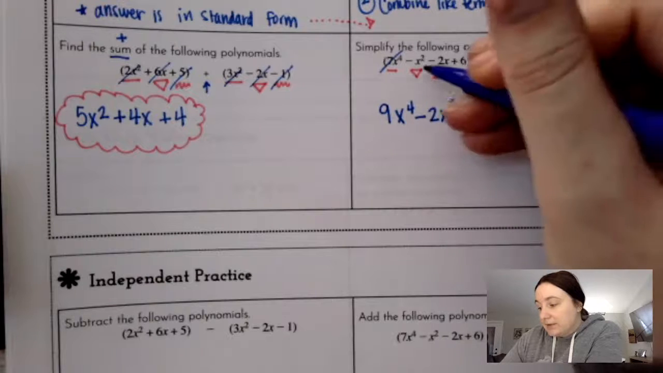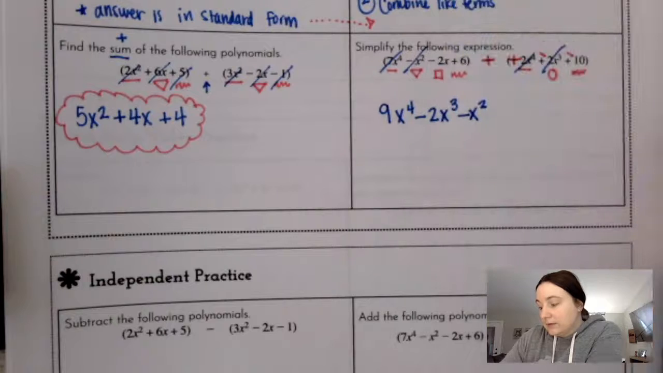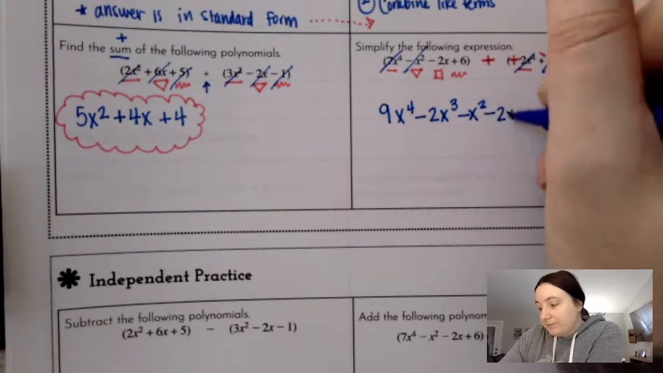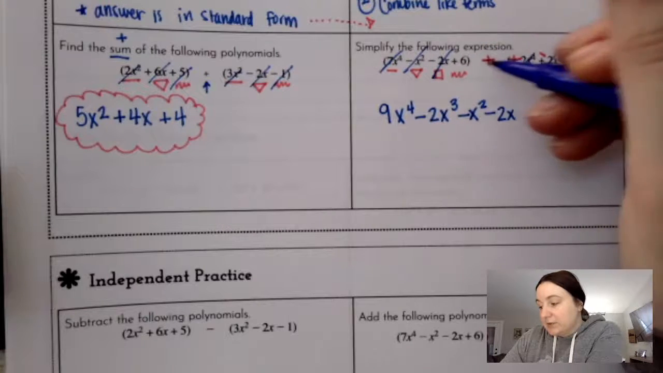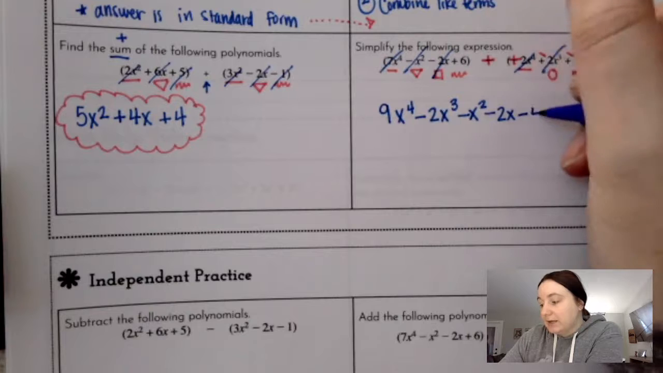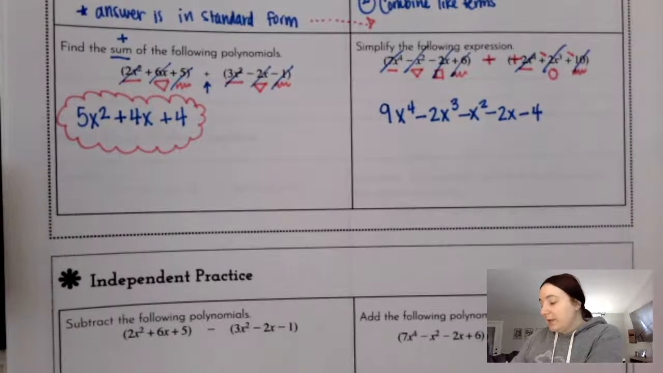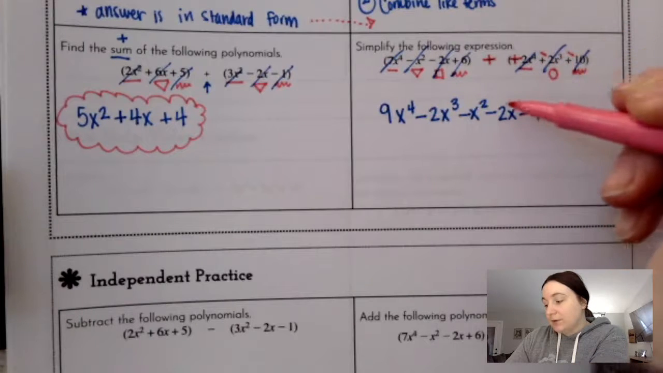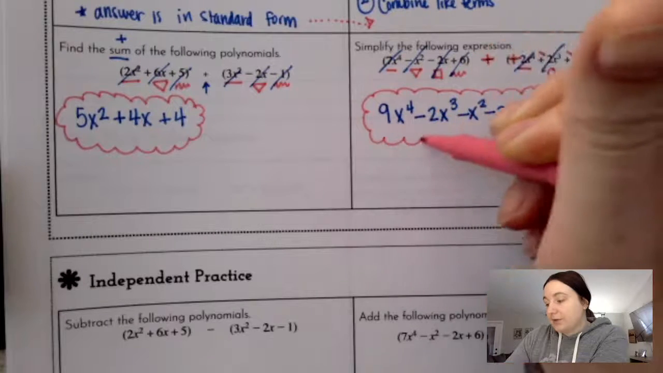My next lowest is this x squared. It doesn't have any friends. The x doesn't have any friends. And then my constants are my squigglies, so 6 plus negative 10 is negative 4. So now, because I went in order, I know this is in standard form, but I can just double check: 4, 3, 2, 1, 0. So this is my answer.